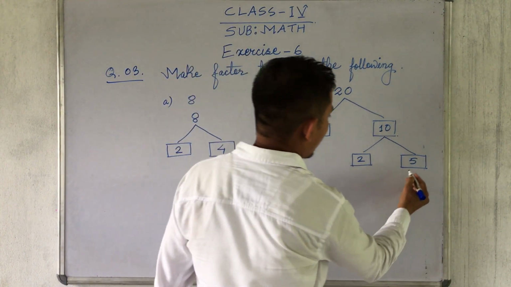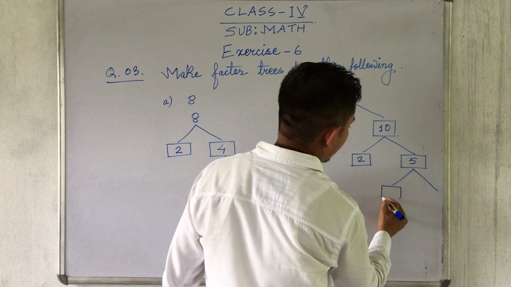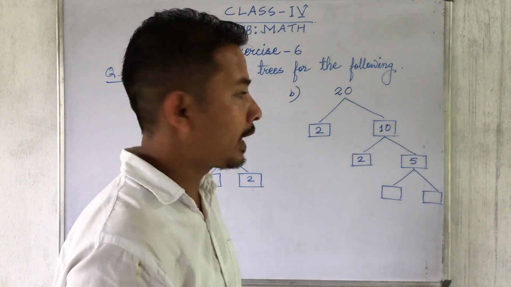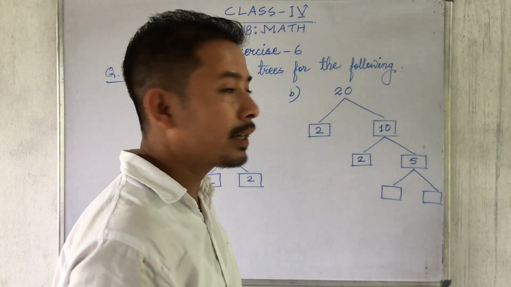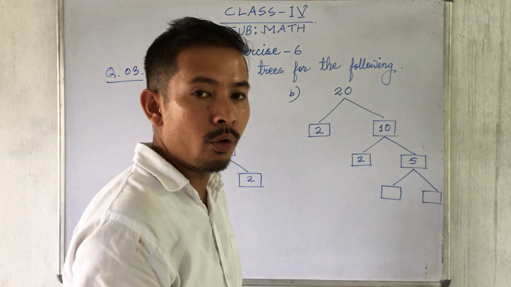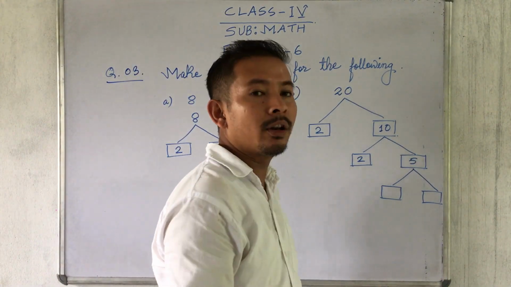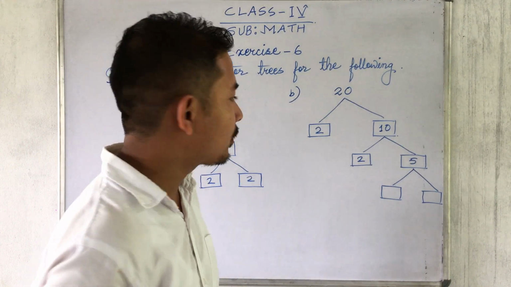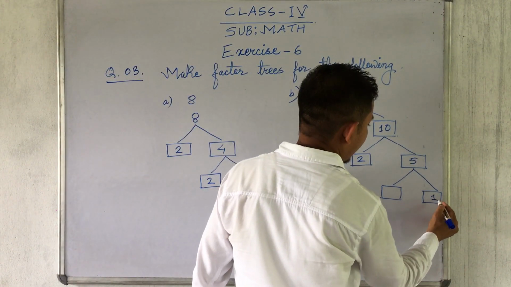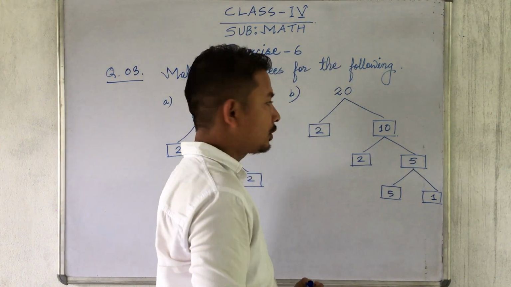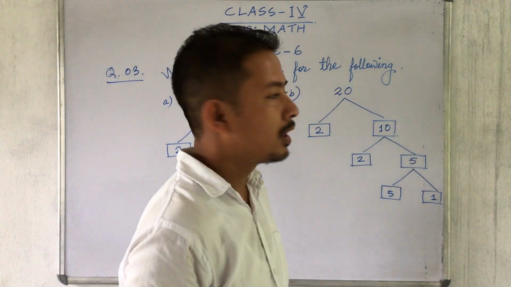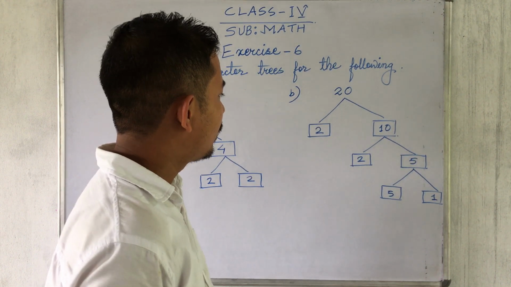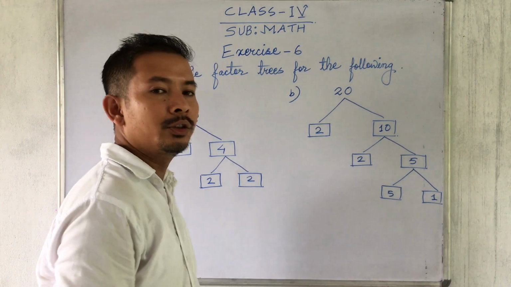So finally, what will be the factor of this 5? 5 is in the table of 2? No, that means you cannot say 2 is a factor of 5. In the table of 3? No. In the table of 4? No. So 5 is in the table of 5 itself. If you see in the table of 5, 1 times 5 is 5. So the factor of 5 is 5. This is the way to find the answer using the factor tree.